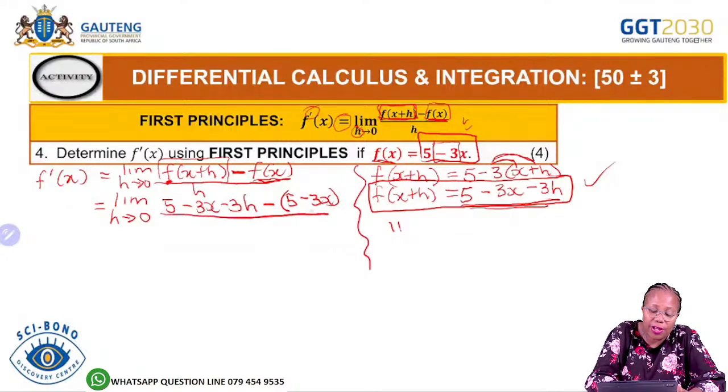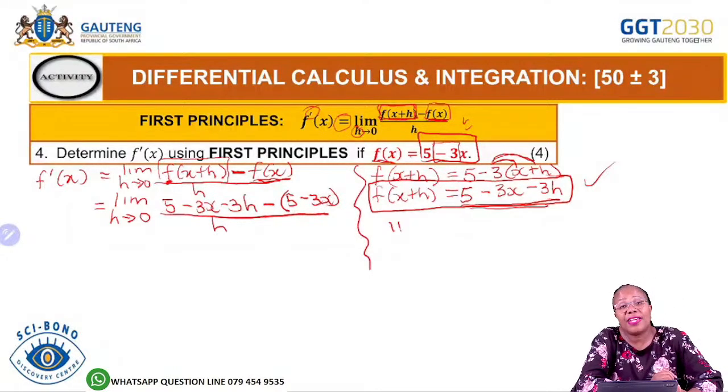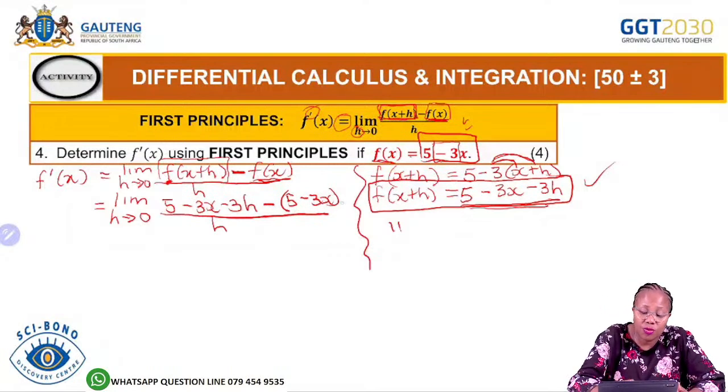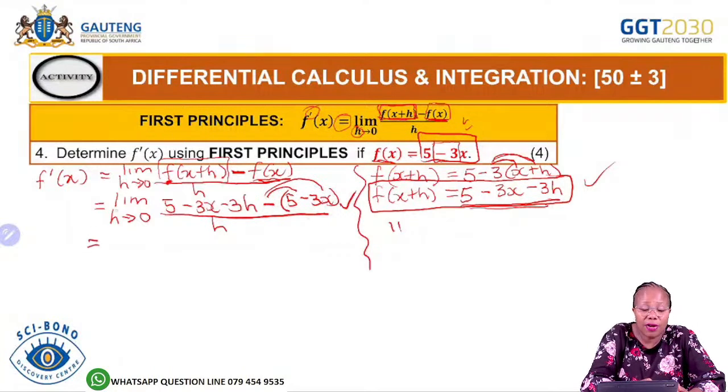And then all over h. After substitution, that will be your second mark, correct substitution into the correct formula. And then now we need to remove this bracket here into f at x by distributing a negative in there in each term. And then we bring down our lim of h approaching 0.